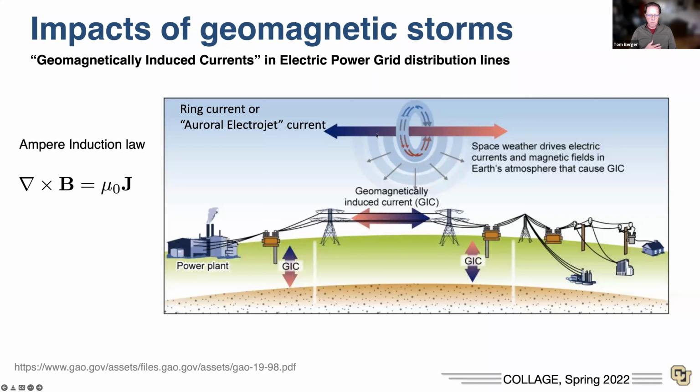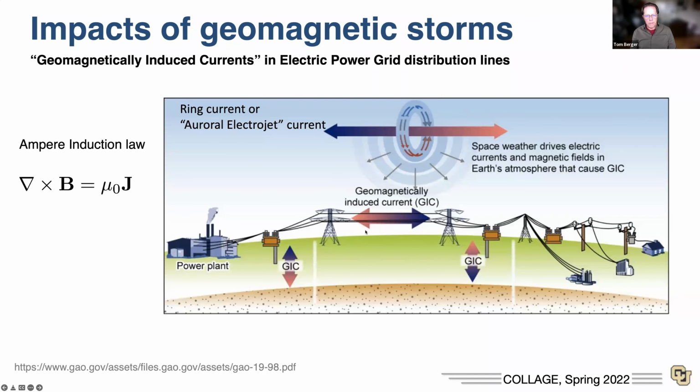Those giant currents, which are thousands of amps up in the ionosphere, induce magnetic fields by Ampere's law. Curl B is equal to mu J. So we've got a big J here, a big current in the ionosphere, inducing a curled magnetic field. That magnetic field is actually propagated all the way down into the ground system here where there are power lines.